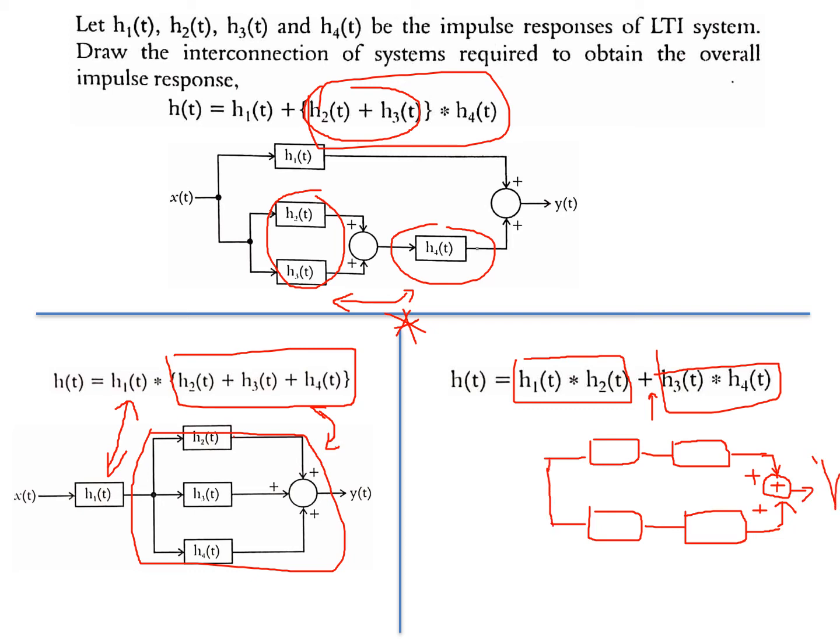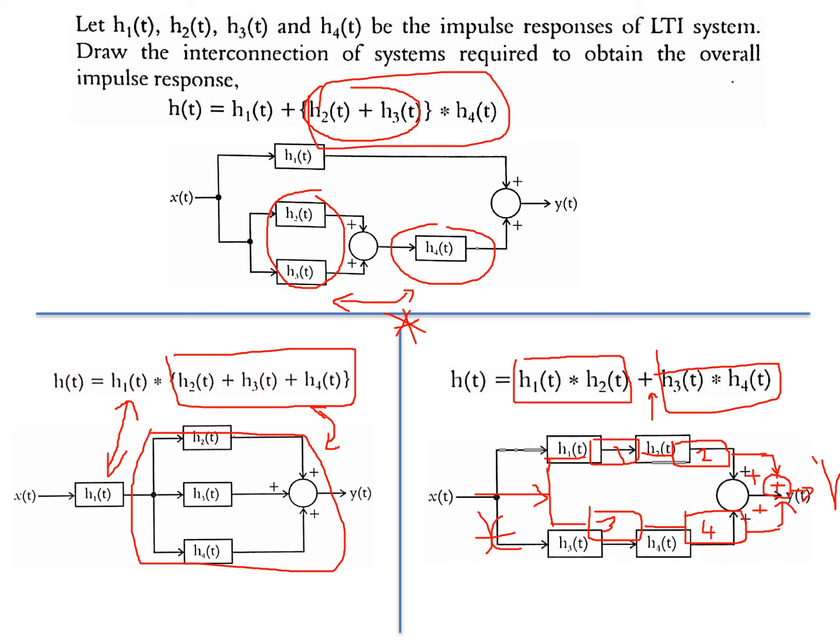Then this is the input, the input x. This is H1, this is H2, this is H3, and this is H4. That's what you're going to get. See, same thing: H1, H2, H3, H4. Because of the priority, if there is no bracket, the highest priority is always for the convolution. Then next, plus or minus.